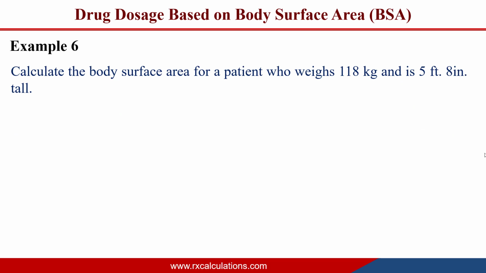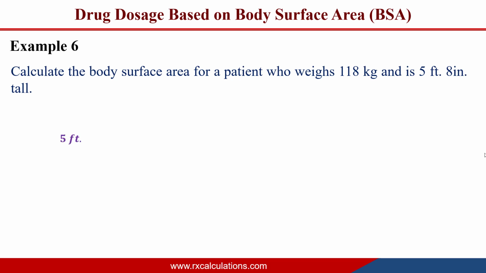So now let's take a look at another example which says calculate the body surface area for a patient who weighs 118 kilograms and is 5 feet 8 inches tall. So we have the patient's weight in kilograms, but then the height is in feet and inches. And in the nomogram, there's no feet on there. So the first thing that we need to do is convert the height from feet and inches into inches.